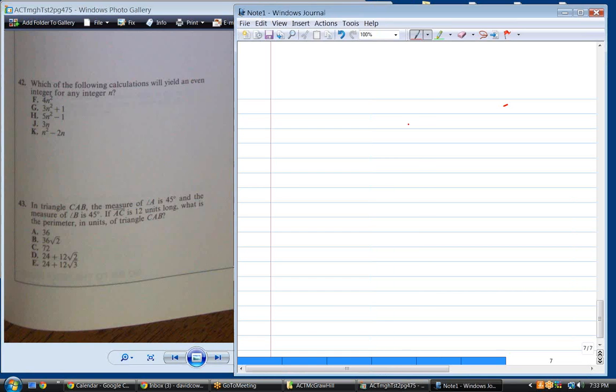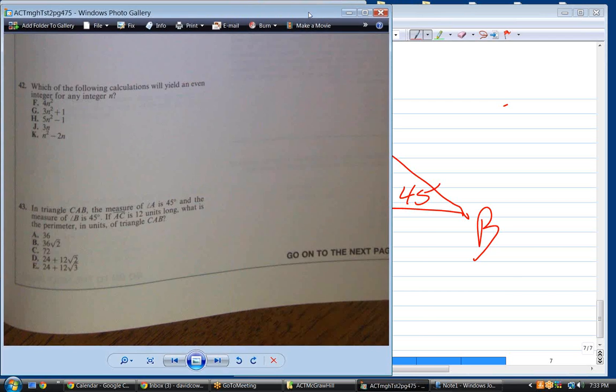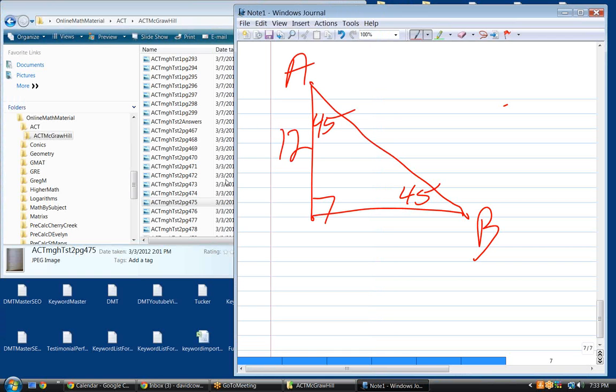All right, about 45. So 45, 45 right triangle. And angle A and angle B. And AC is 12. What is the perimeter in units? D. You're good with those unit triangles. You're as good as anybody I work with.